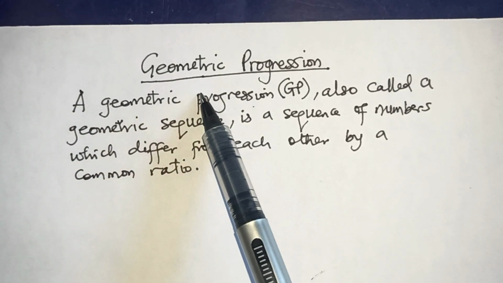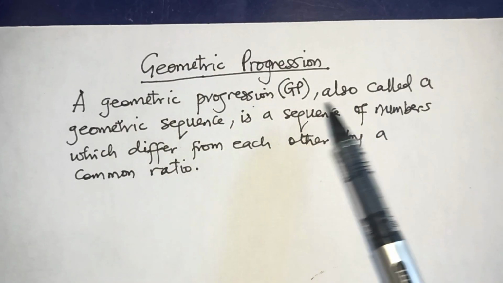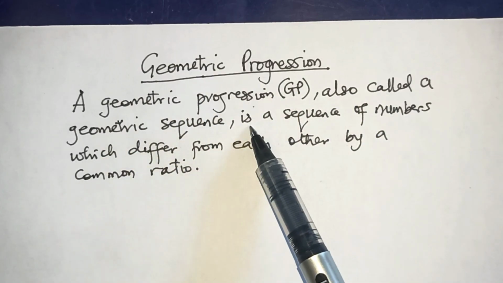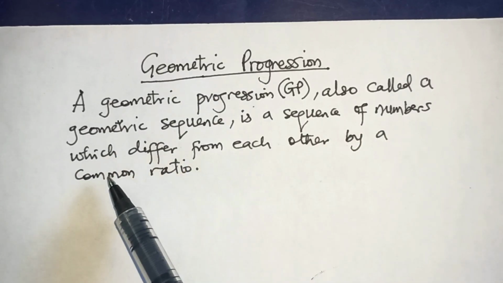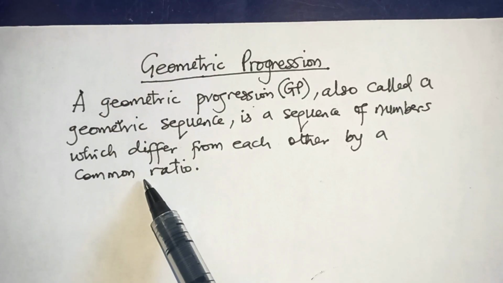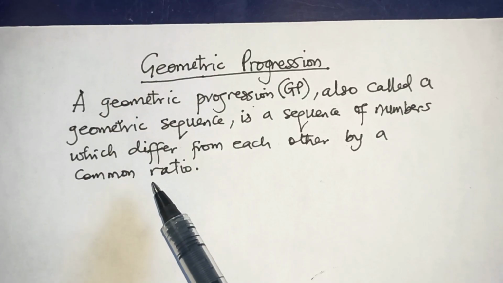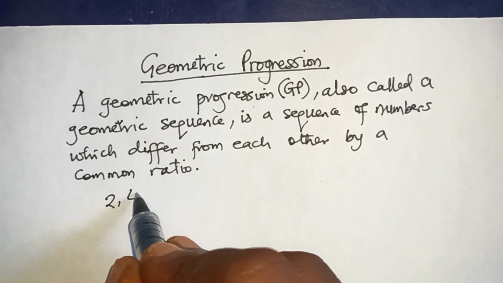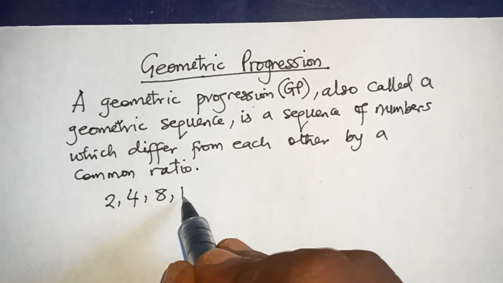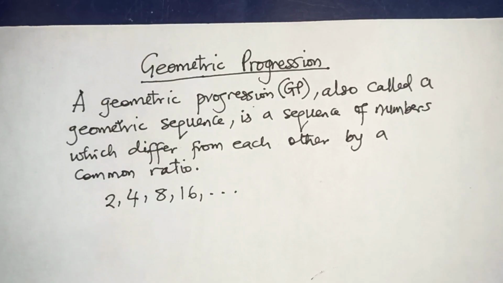A geometric progression, GP, also called a geometric sequence, is a sequence of numbers which differ from each other by a common ratio. The common ratio is the ratio between a term in the sequence and the term before it. For example, the sequence 2, 4, 8, 16, and so on is a geometric sequence with common ratio 2.